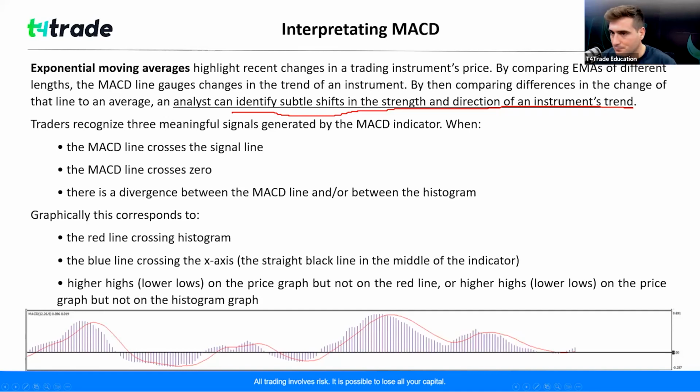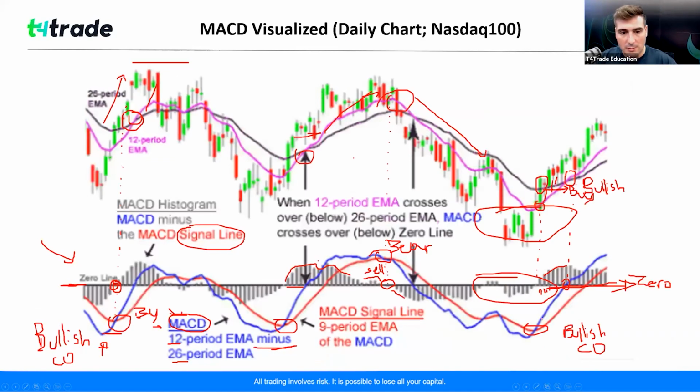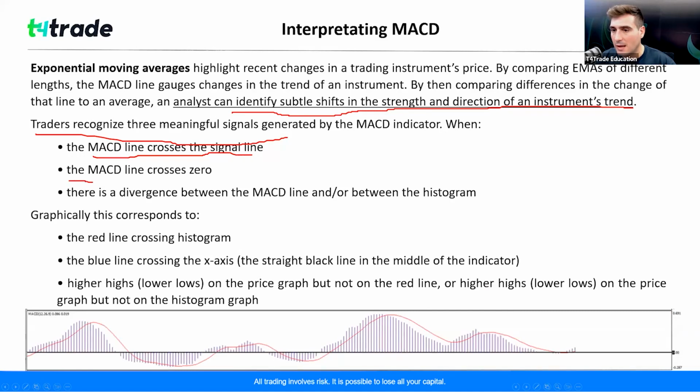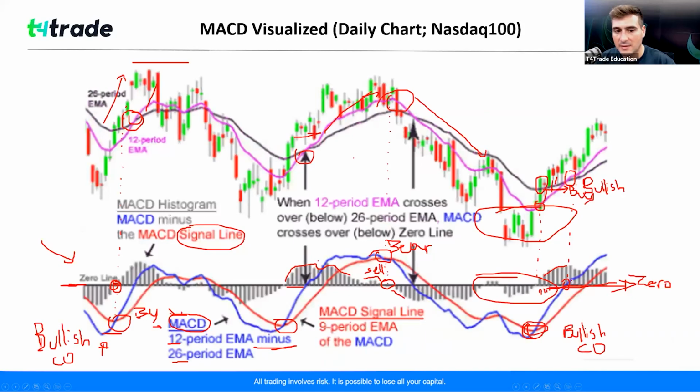Okay, so again, I'm probably going to repeat myself here. Traders recognize 3 meaningful signals in terms of moving average convergence divergence. The first is when the MACD line crosses the signal line, which is the blue line cutting above the red line. The other meaningful signal is when the MACD line crosses the 0, or the cut-off point, which is this instance right here. First one was blue line above red line. Second instance is the blue MACD line crossing above the 0, the cut-off point.